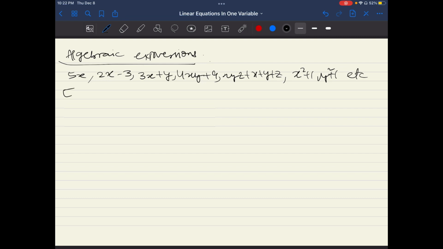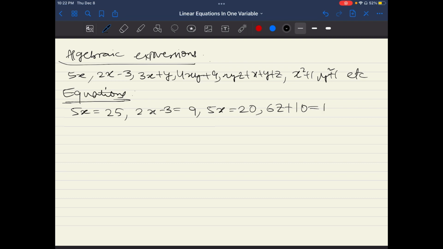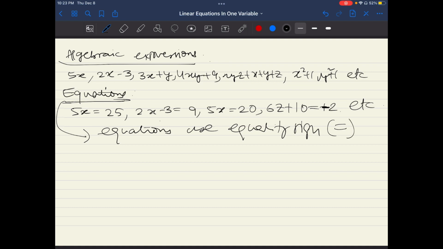Now, let's look at some examples of equations. Some of the examples of equations are 5x equals 25, 2x minus 3 equals 9, 5x equals 20, 6z plus 10 equals minus 2, so on and so forth, right? Now, let's remember that equations use equality sign. They use the equality sign, the equal to sign.